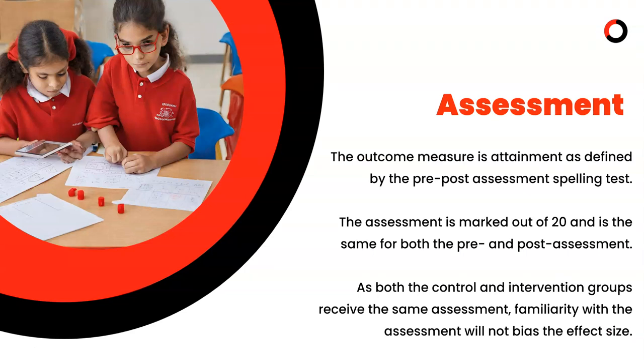So moving on to the assessment. The outcome measure is attainment as defined by a pre and post spelling test. So the assessment is marked out of 20 and it's the same for both the pre and the post. So to create the assessment, what you need to do is from the 40 words, select 20 of these, which will then be the pre-assessment, and then use the same words for the post-assessment. As both the control and the intervention groups receive the same assessment, familiarity with this will not bias the effect size.